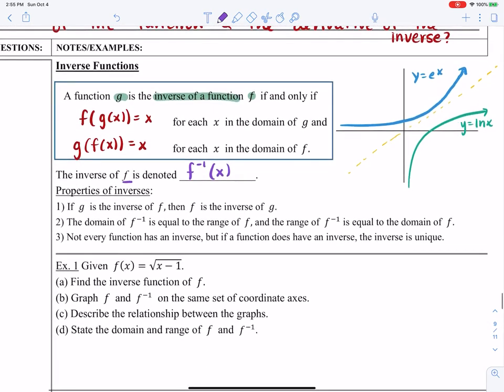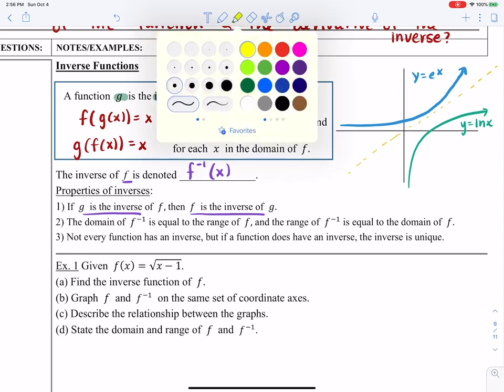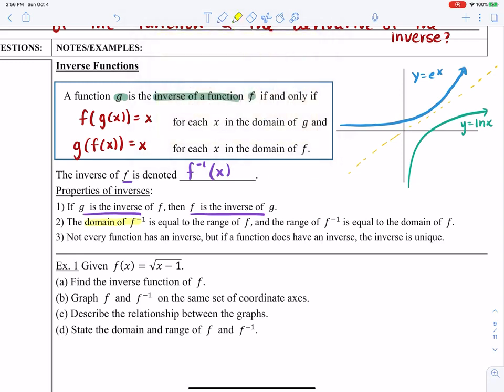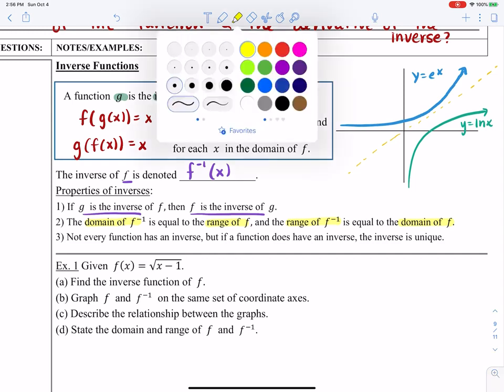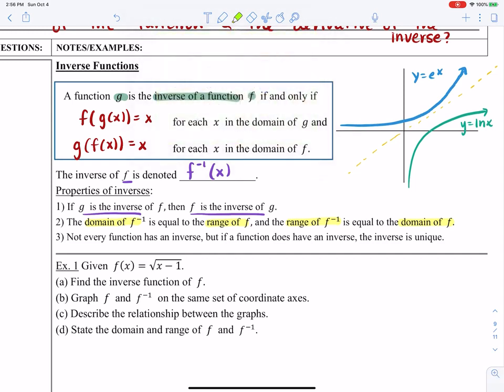So some generic properties of inverses. If g is the inverse of f, then f is the inverse of g, so it works both ways. We know also from pre-cal that the domain of the inverse becomes the range of f, and the range of the inverse becomes the domain of f. Finally, it's important to note that not every function has an inverse, but if a function does have an inverse, this inverse is in fact unique.